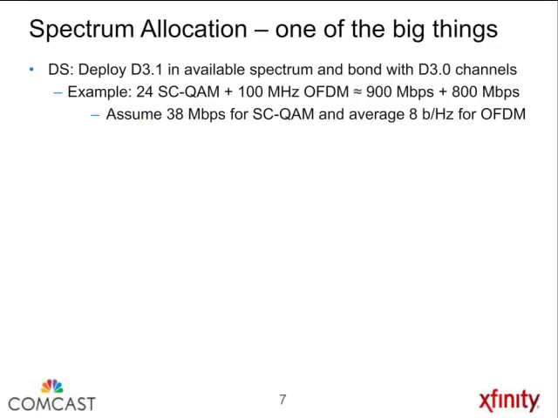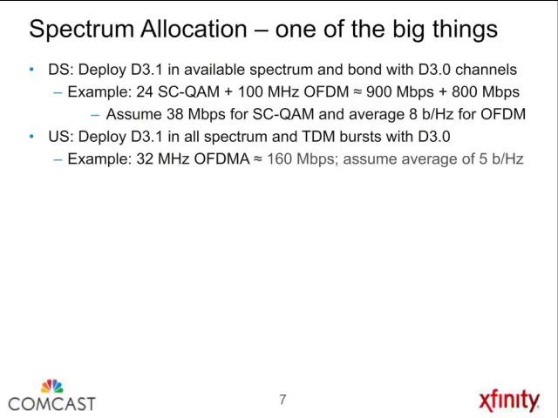In the downstream, DOCSIS 3.1 could be deployed in the available spectrum and bond with the 3.0 channels. So as an example, if we had 24 single carrier QAMs and 100 megahertz of OFDM, the 24 single carrier QAMs would equate to about 900 megabits per second of capacity, and the 100 megahertz of OFDM at an average of about 8 bits per hertz, which assumes about a 1024 QAM operation, would be another 800 megabits per second. The combined capacity is about 1.7 gig, which should be enough to run a 1 gigabit per second service.